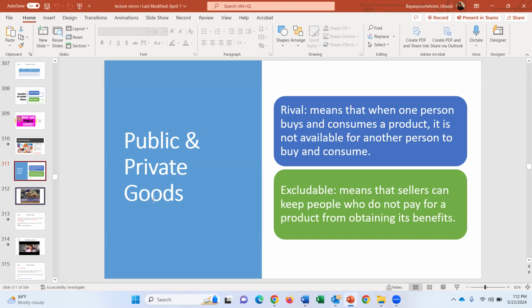It means that my consumption will impact your consumption. So as soon as I purchase the ticket for a concert, and let's say I choose seat number 10, that specific seat becomes unavailable to anybody else who is attending the concert. So that ticket is rival, meaning again, my consumption will impact other buyers' consumption. Private goods are also excludable, meaning that you have to pay for them. Otherwise, the seller, the producer can exclude you from using them.